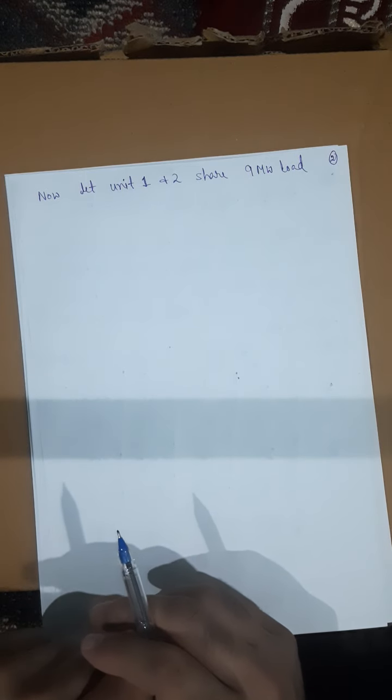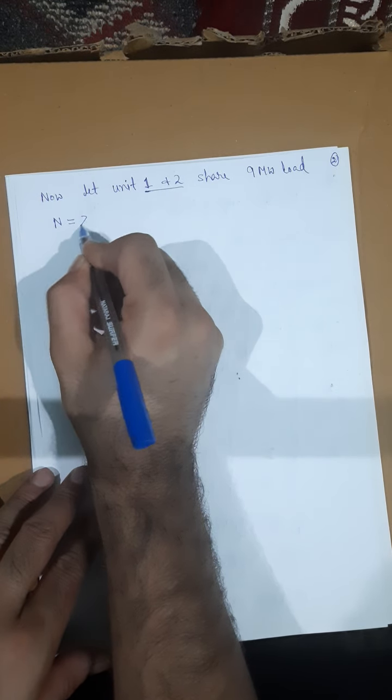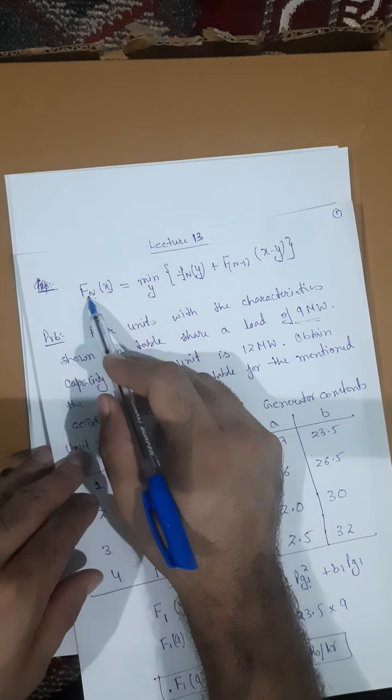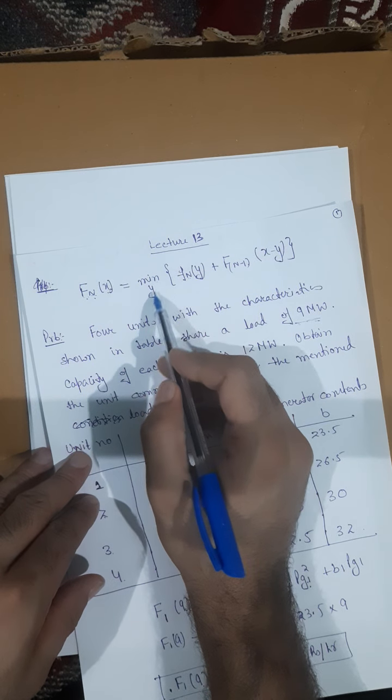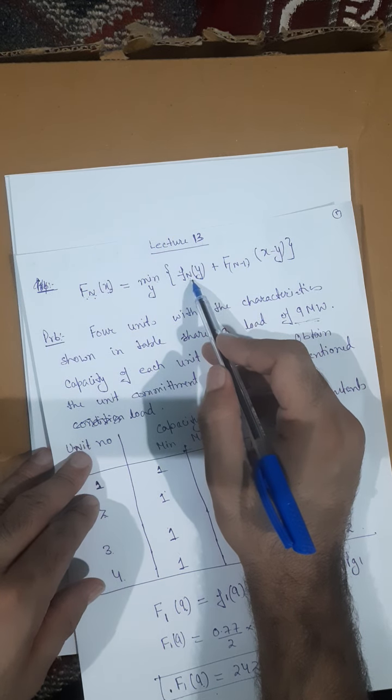what is n now? I have two units here. So how many units are there? N is equal to 2. So what is the formula? The formula will be F2(9) equals minimum over y of F and y, where n is the second.